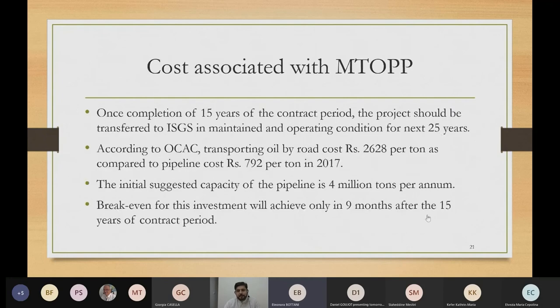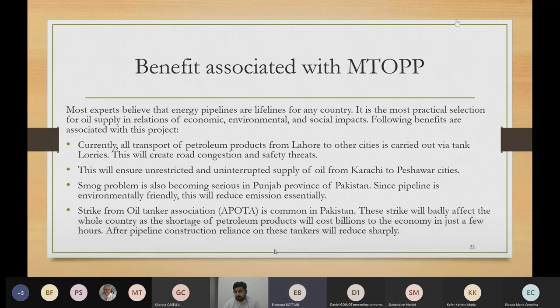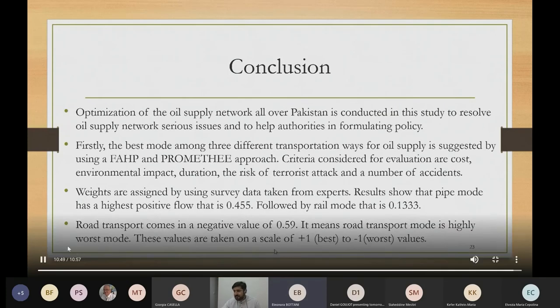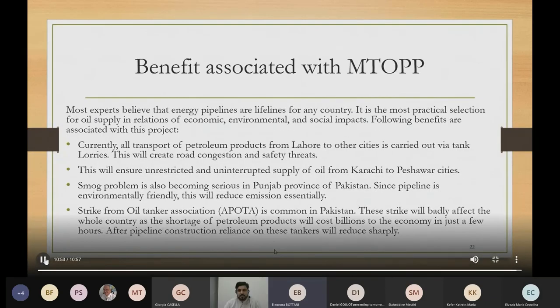We already conducted a sensitivity analysis. So basically these are very, very important results. We will achieve the break-even point after 15 years. The results are very interesting, and we have already formulated a policy for this. Thank you so much. If you have any questions, you can ask. Thank you.